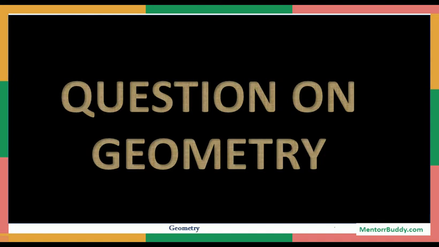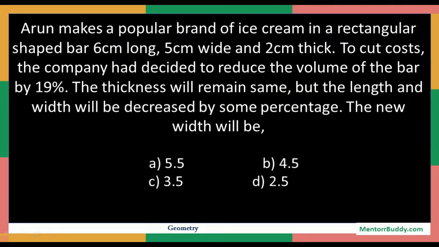Now here we are going to discuss the question which is based on geometry. Now coming directly to the question first. The question says Arun makes a popular brand of ice cream in a rectangular shape bar, 6 centimeter long, 5 centimeter wide and 2 centimeter thick.